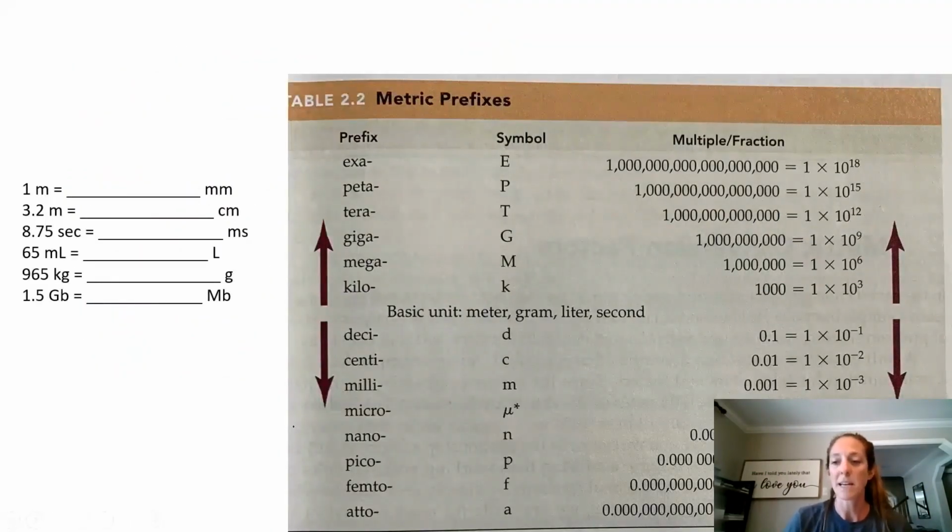So using that same technique, I want you to pause the video and try to solve these problems. If I have 1 meter, how many millimeters is that equal to? So if you want to pause, then we will work through this in just a second.